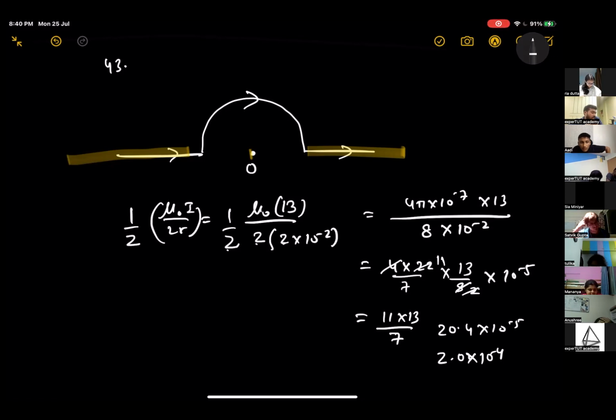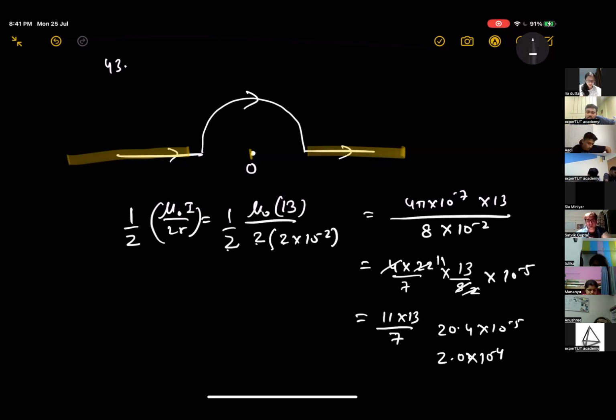Mu naught I by 2r, 13. No, no, whose answer? The answer of this is 0. The answer of the straight segment is 0, okay. I was just checking whether it is that much due to the circular section, whether they have given it wrong, but still the answer for the straight segment is 0, okay, fine.